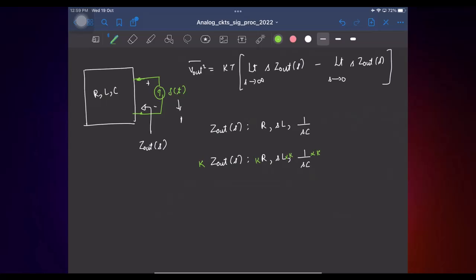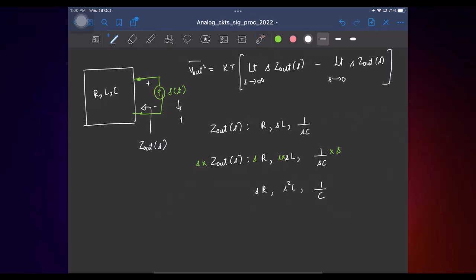Then this gets scaled. So let's say instead of choosing the factor to be K, I choose it to be S. It's a perfectly valid thing. So this becomes S times R, S square L and 1 by C. And if I were to find this quantity, this is basically S times Z out of S. As S tends to infinity, what do you think will be finally present in the network? These two are gone and only this is present.